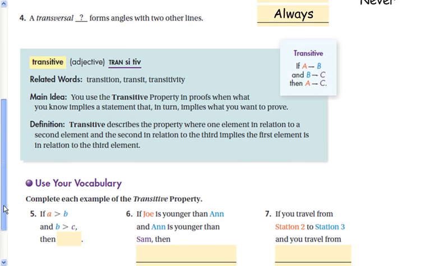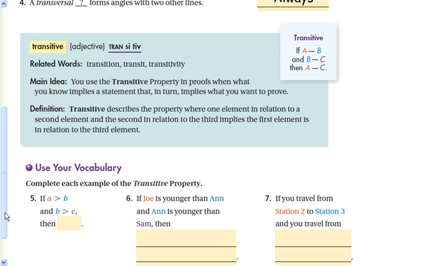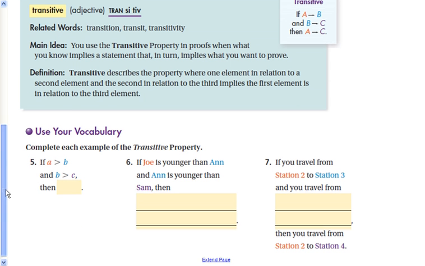The theorems that you're going to use in this lesson have to do with the transitive property. And so here's a review of the transitive property. If A is greater than B and B is greater than C, then A is greater than C.